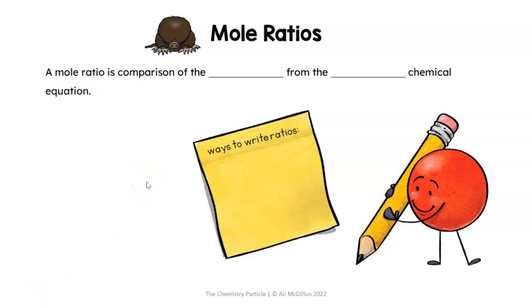So first of all, what is a mole ratio? Well, a mole ratio is just the comparison of the coefficients from the balanced chemical equation. So how many moles of what compound are equal to how many moles of another compound in a chemical equation. It basically just tells you the relative amount of each compound or element in a balanced equation.